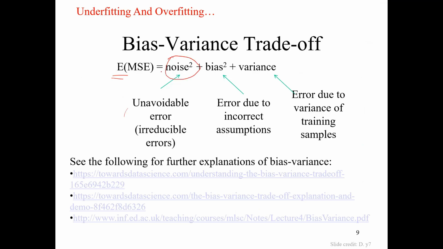noise. Noise is coming from your data set. Excuse me. Now, the error is made up of the noise, then the bias, and then the variance. This noise is coming from the data set, and we often call it unavoidable error or irreducible error.